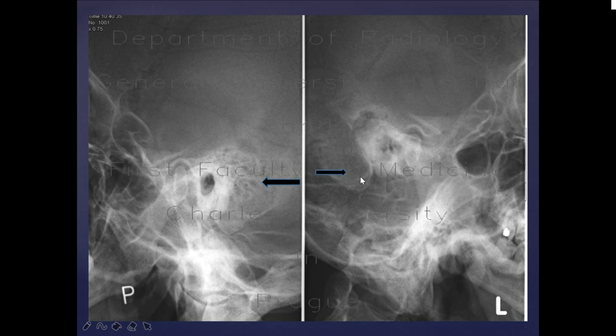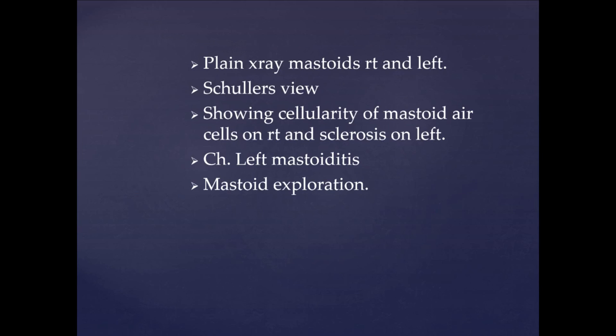So if you see this kind of mastoid system in the X-rays, that means that is a mastoiditis. So chronic mastoiditis. Then they'll ask you, what is your provisional diagnosis? You have to tell the finding, then provisional diagnosis, then the treatment for that particular condition.